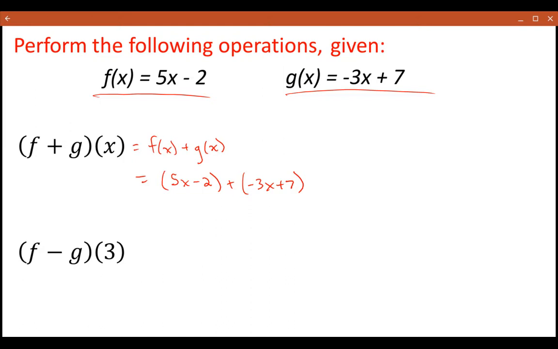Again, we can ignore the parentheses, and we're going to identify like terms. Well, we've got a 5x here and a -3x. And if you even want to group those, you can. You don't need to do this, but if you want to, you can. Group those together, so 5x minus 3x. And then we've got like terms here, -2 and 7. So then minus 2 plus 7. And we just combine those. 5x minus 3x is 2x. And negative 2 plus 7 is 5.